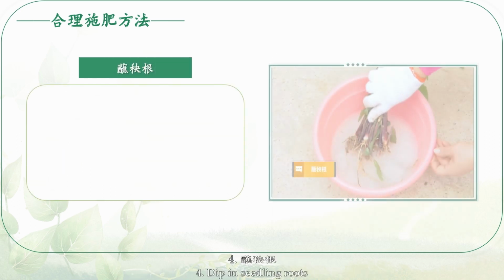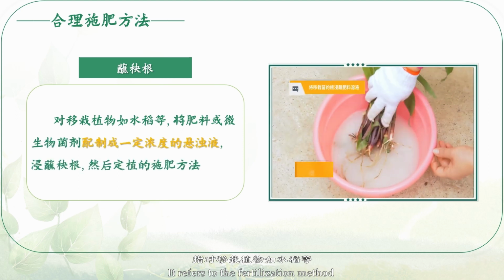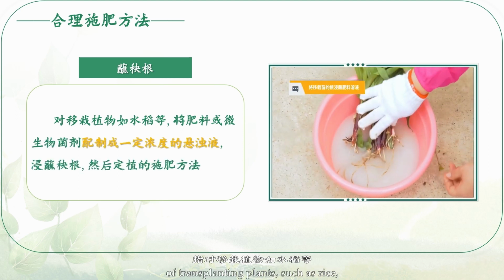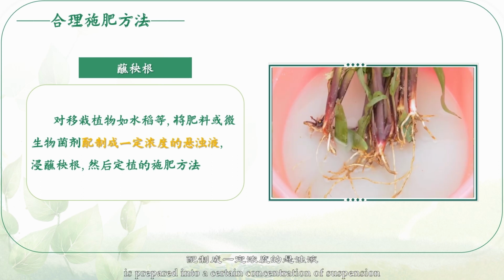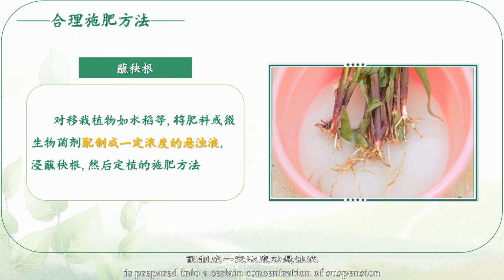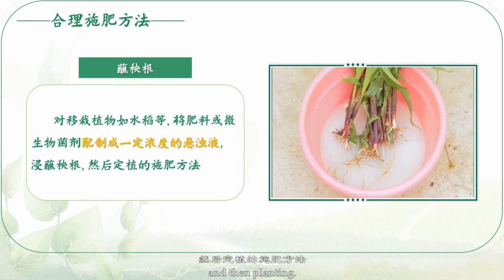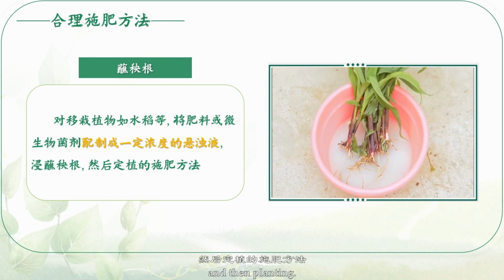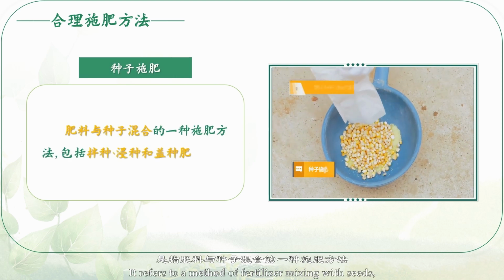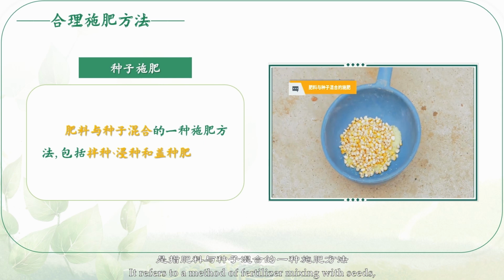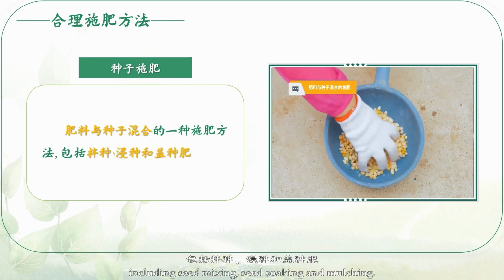4. Dip in seedling roots. It refers to the fertilization method of transplanting plants such as rice, in which the fertilizer or microbial agent is prepared into a certain concentration of suspension and dipped into the seedling root, and then planting. 5. Seeds fertilization. It refers to a method of fertilizer mixing with seeds, including seed mixing, seed soaking, and mulching.